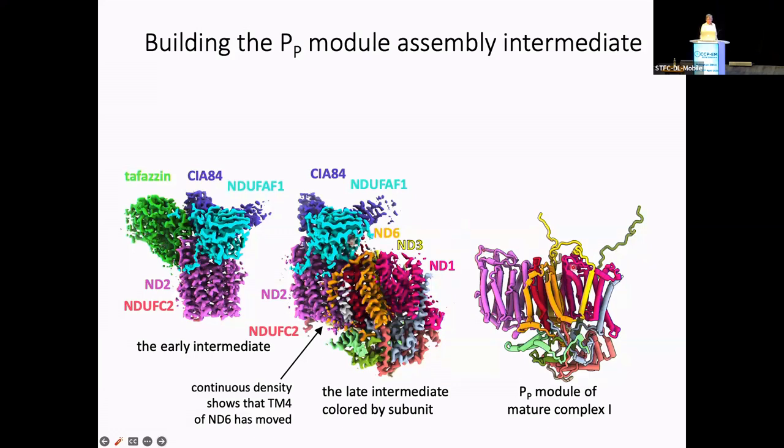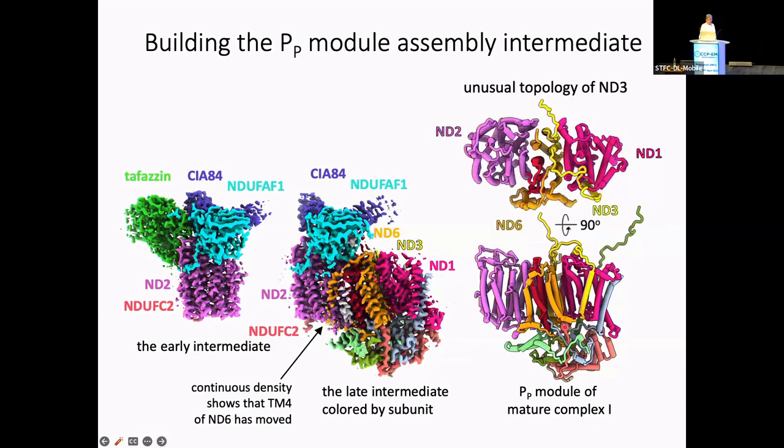So there's a clue here in this yellow helix, which is part of the subunit ND3. And ND3 has a very unusual topology. It consists of 3 transmembrane helices. The first 2 are located on one side of the membrane, and then there's a long loop. And then the third one here is on the other side. And actually, we were able to model this missing helix in the extra density.